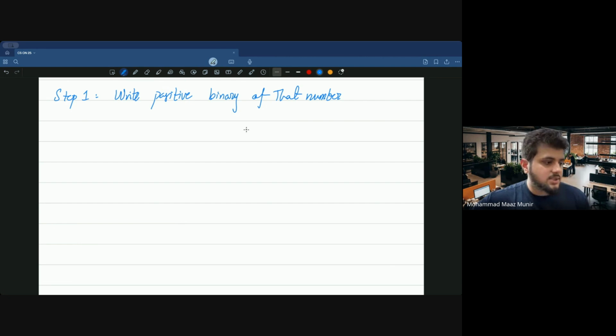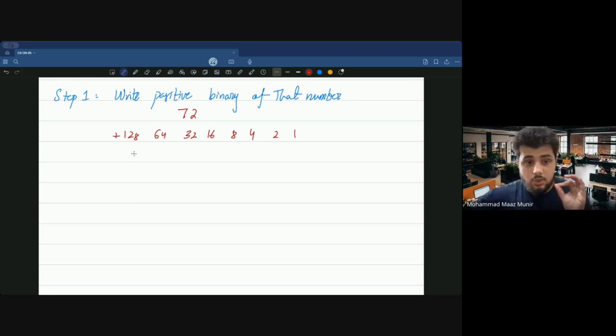So the first thing, let's take the number as 72 as per Rayan. Okay, so Rayan suggested 72. I want to plot 72. How am I going to be plotting a 72? Firstly, 1, 2, 4, 8, 16, 32, 64, 128. Keep this as positive 128. So this will be a 0.